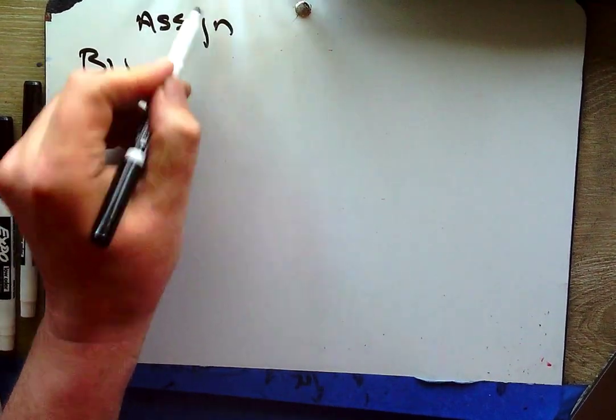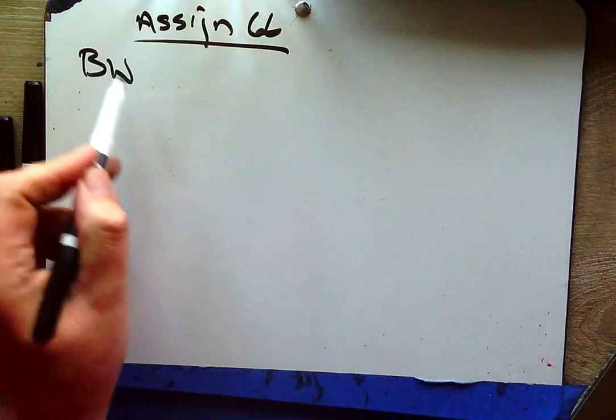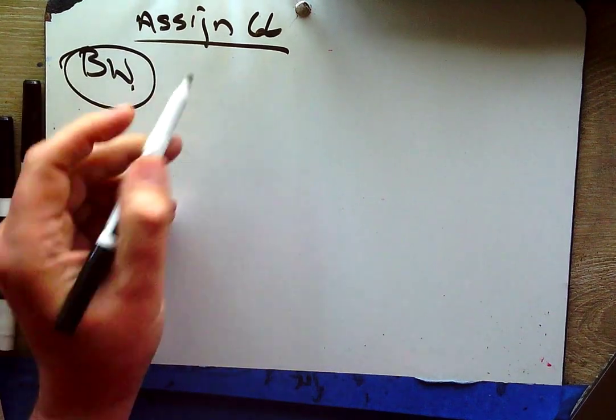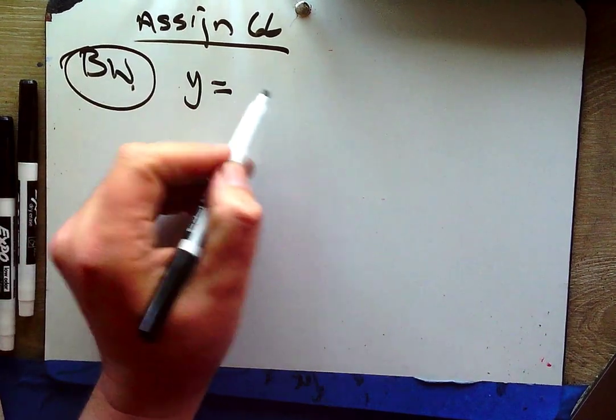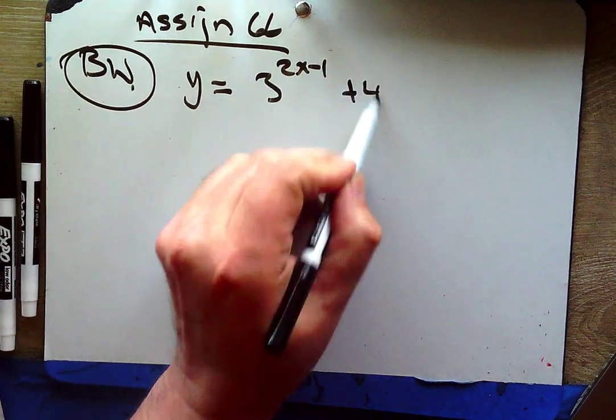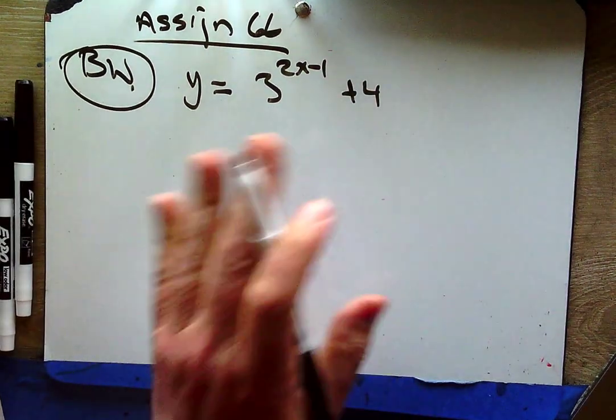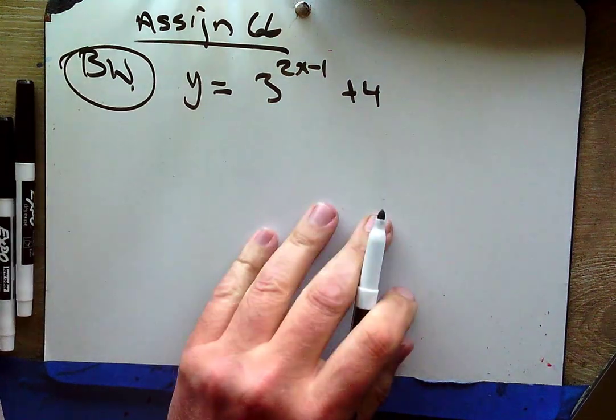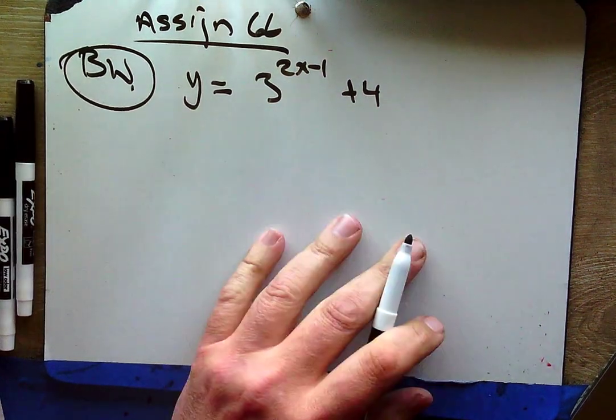Oh, and this is going to be assignment 66. But for bell work today, would you do me a favor and please graph y equals 3 to the 2x minus 1 plus 4. Okay? Use your reference points, use your transformations. Come back when you're done.